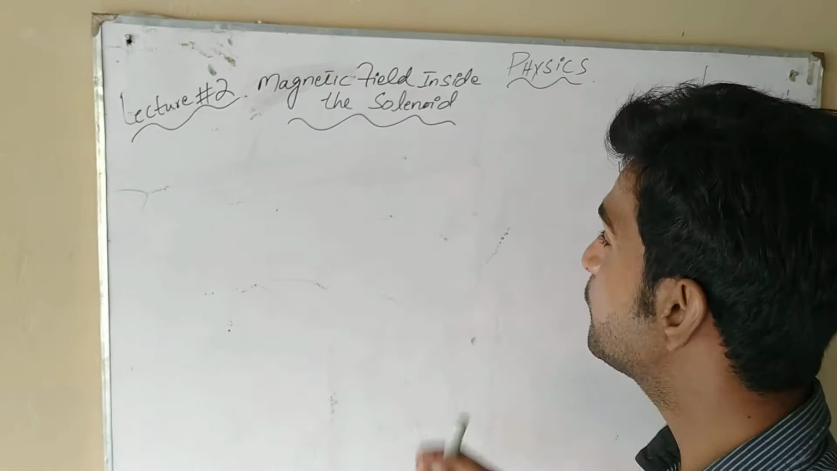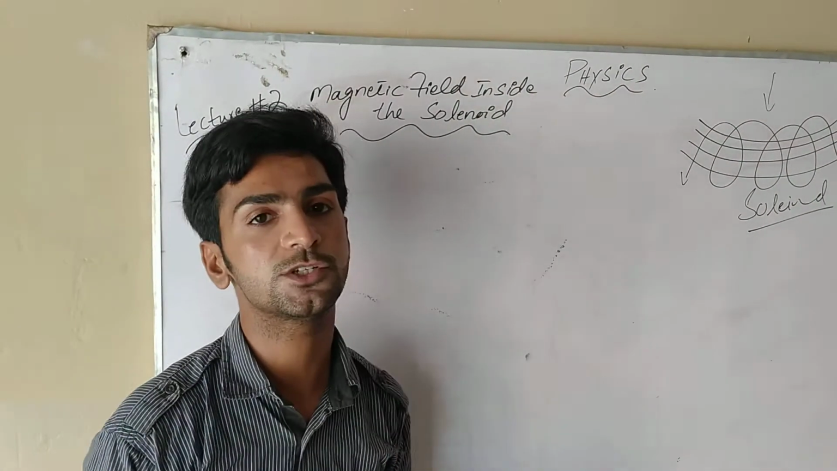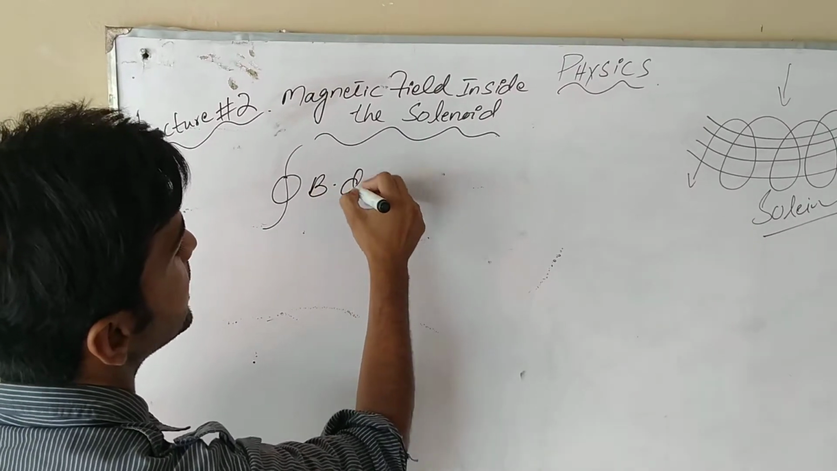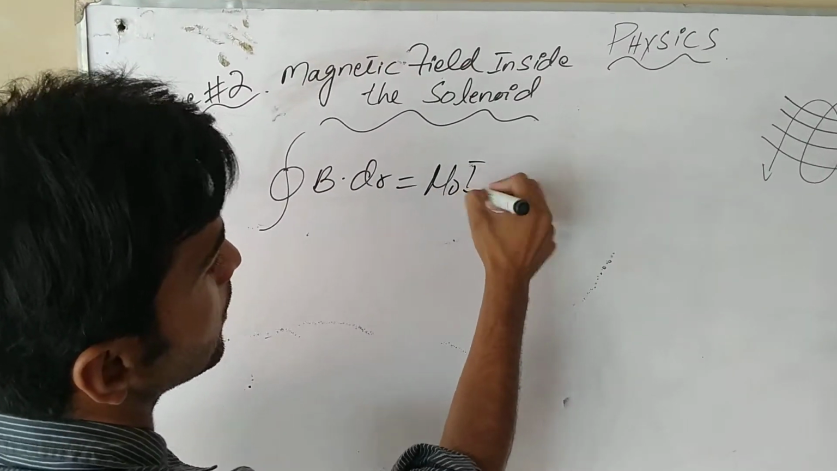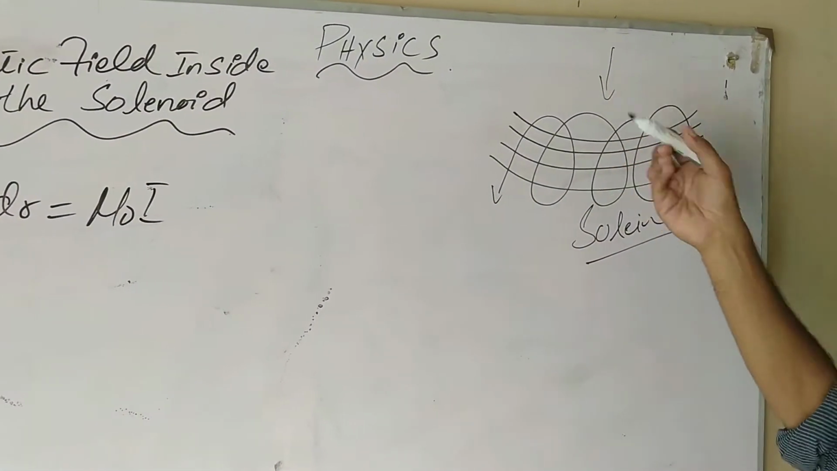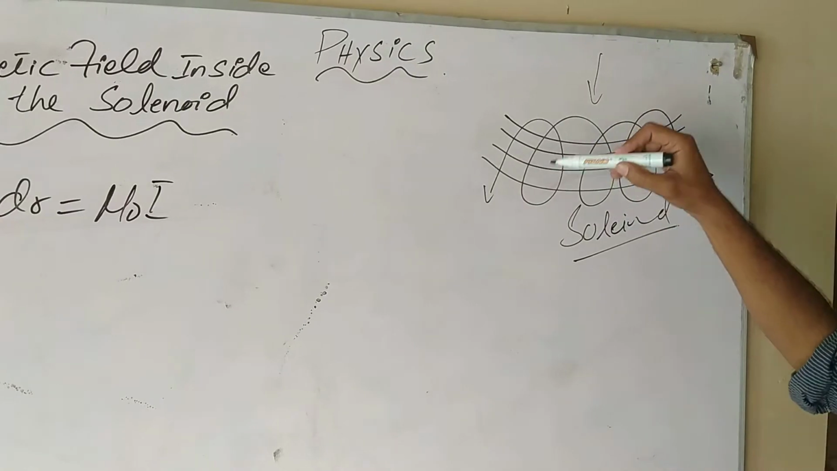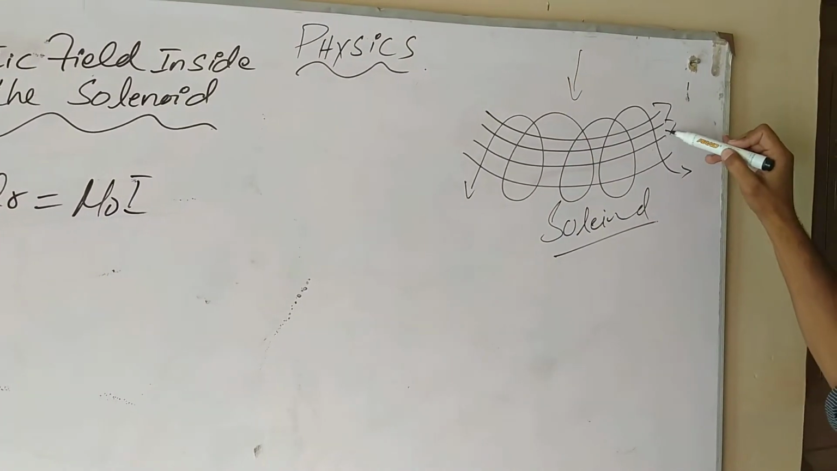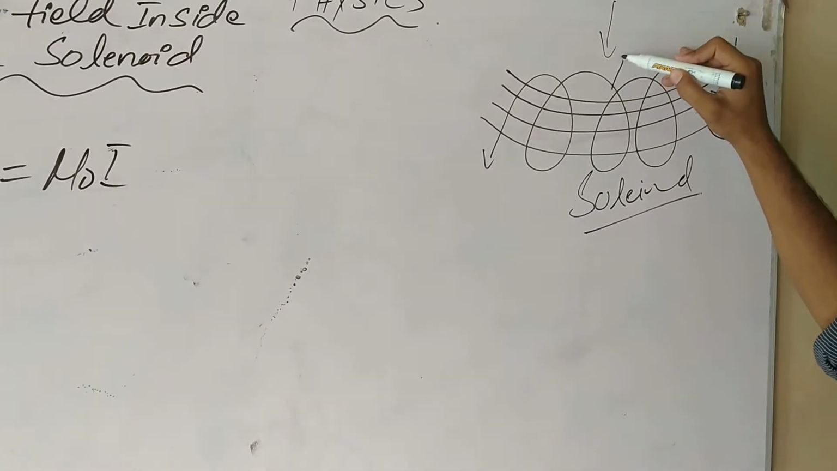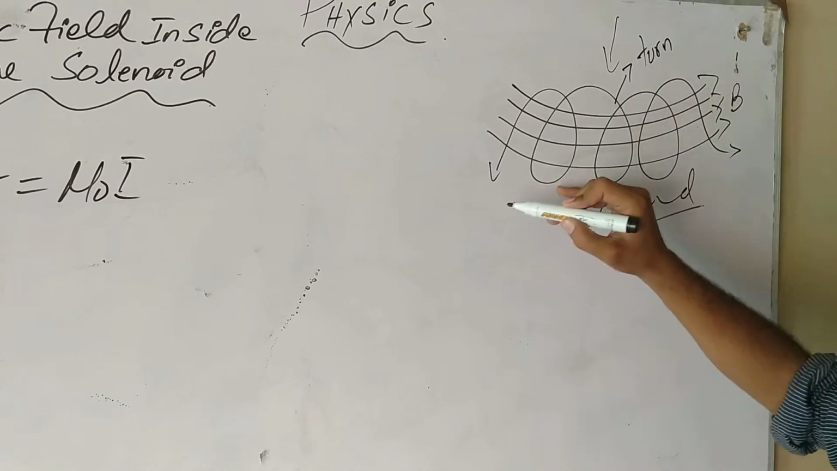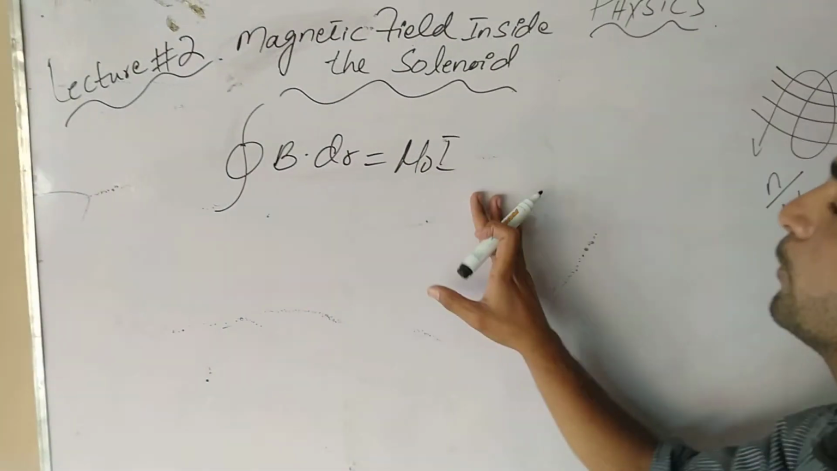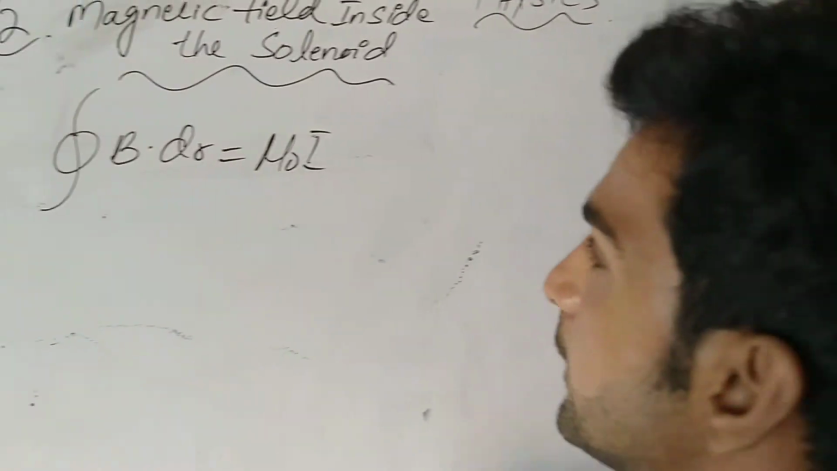So let's see. First of all I am going to write the actual equation of Ampere's law, that is the closed integral of B dot dl equals mu naught I. So dear students, here I already made the picture of the solenoid. Literally I am going to construct the magnetic field inside the solenoid. In physics we denote the magnetic field as B, and these are the turns, that is n turns of the solenoid. But here we are going to prove the magnetic field inside the solenoid.